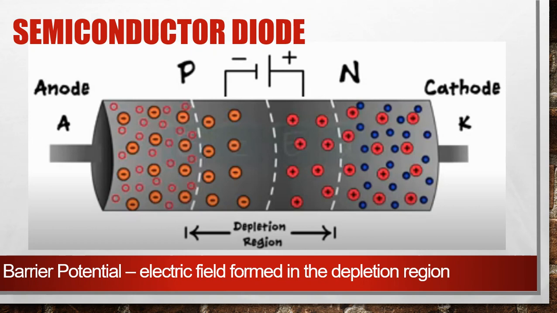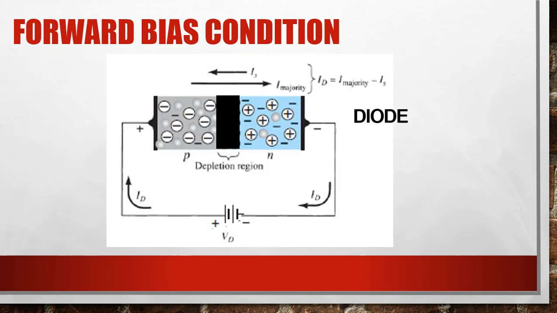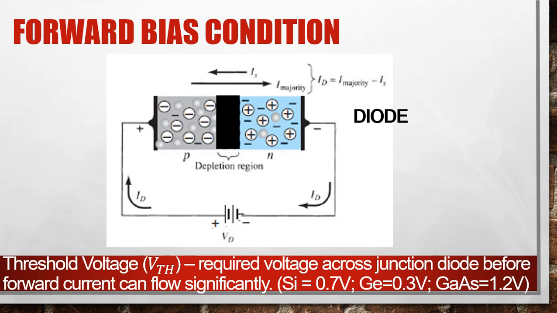Now, we'll discuss about the forward bias condition of a diode. Dito sa forward bias condition, the diode acts as an on switch. For the diode to turn on, kailangan positive terminal ang nakakonekta sa anode and negative terminal ang nakakonekta sa cathode. Diodes have a threshold voltage, or the required voltage for the majority carrier to flow. Silicon requires 0.7 volts and germanium diode requires 0.3 volts, while gallium arsenide requires 1.2 volts.